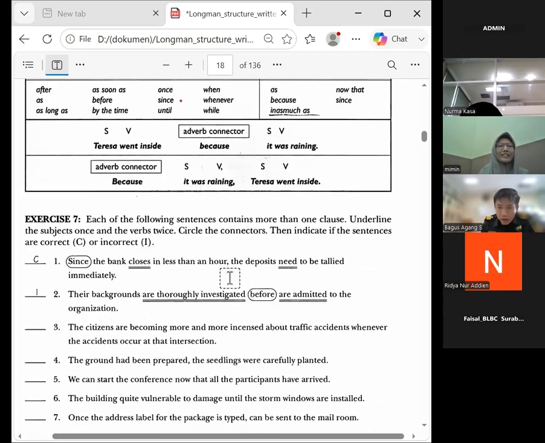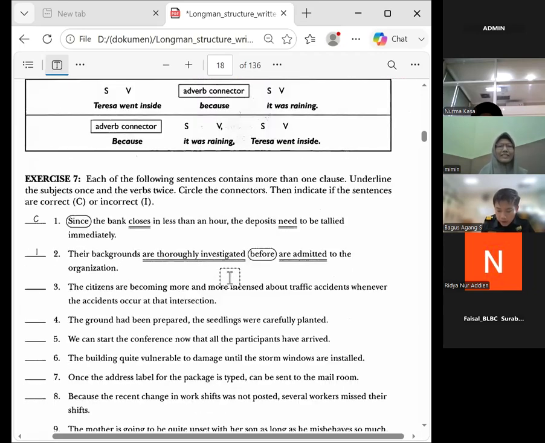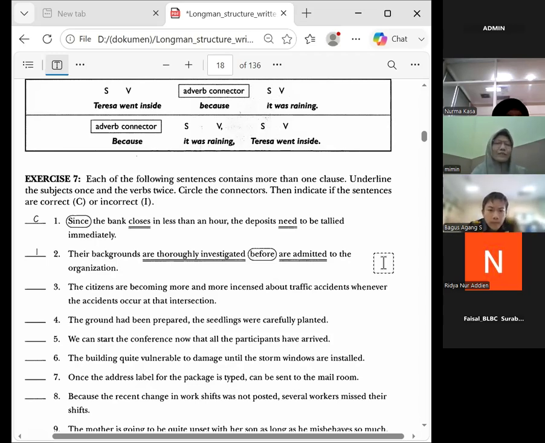Look at number 1. This is correct. Since the bank closes in less than an hour, the deposits need to be tallied immediately. Number 2 is incorrect. What is the problem with number 2? Can anyone fix the sentence?